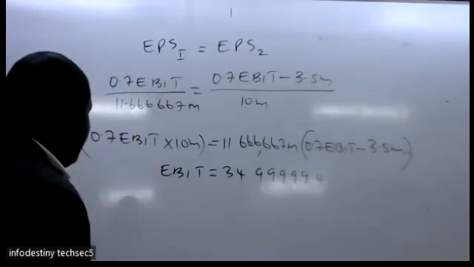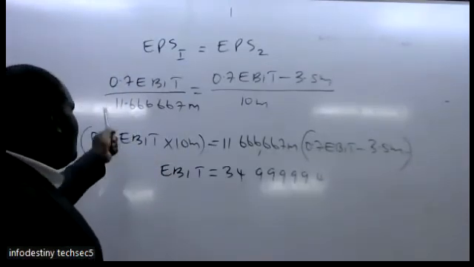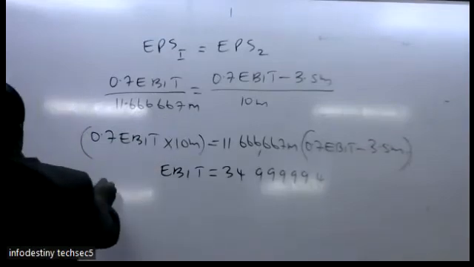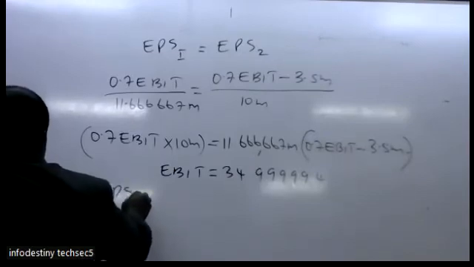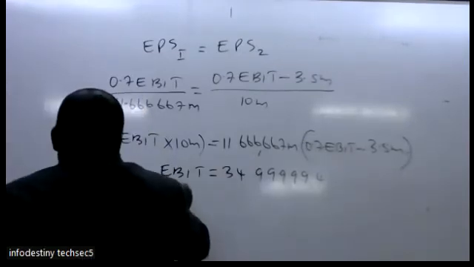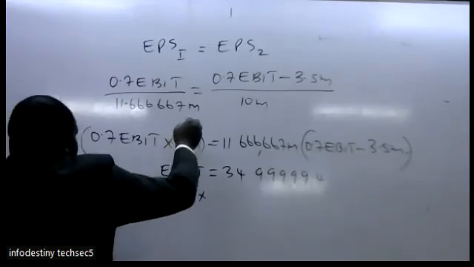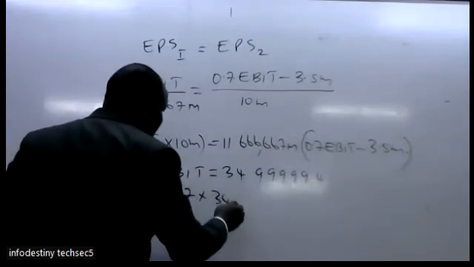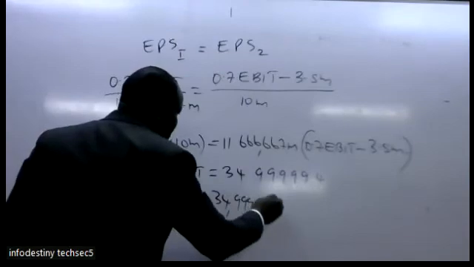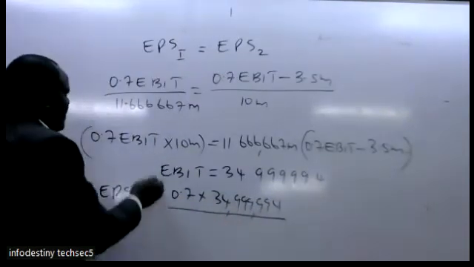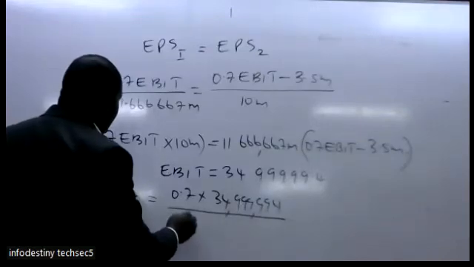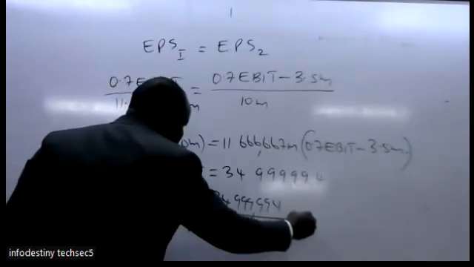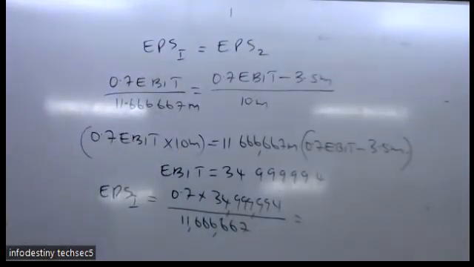This is what was required for the question, but sometimes they ask you to calculate earning per share and earnings before interest and tax at the point of indifference. So for option 1, earning per share is 0.7 multiplied by earnings before interest and tax of 34,999,994, then divided by the number of ordinary shares, 11,666,667. That should give you earning per share for option 1.